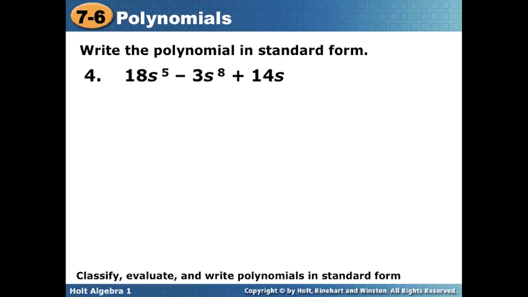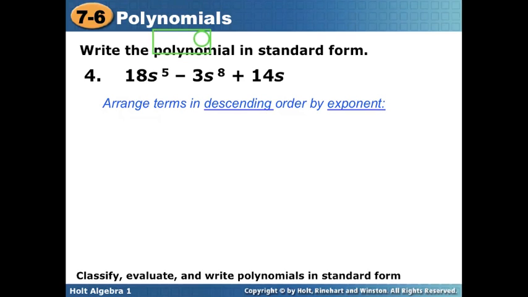Example number 4. 18s to the 5th minus 3s to the 8th plus 14s. We're going to arrange these terms in descending order by the exponent to write that in standard form. Here we will begin with the negative 3s to the 8th. After this term, we'll have a positive 18s to the 5th. So that will be plus 18s to the 5th.